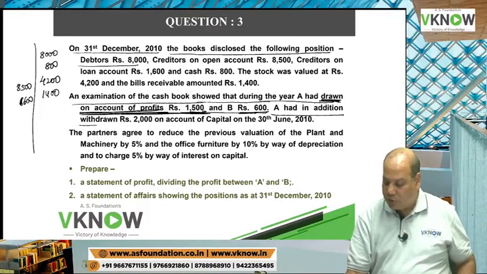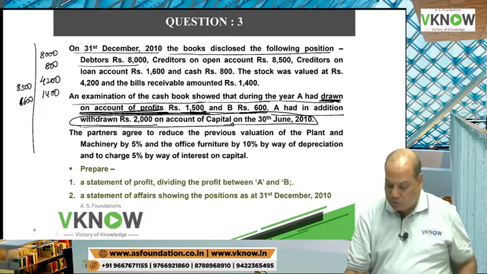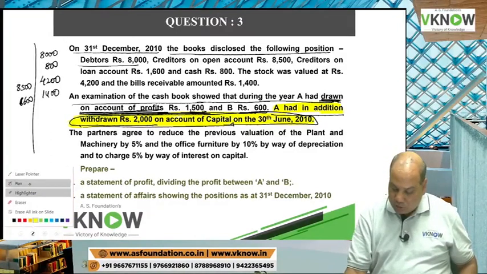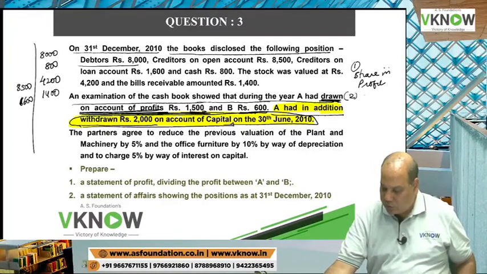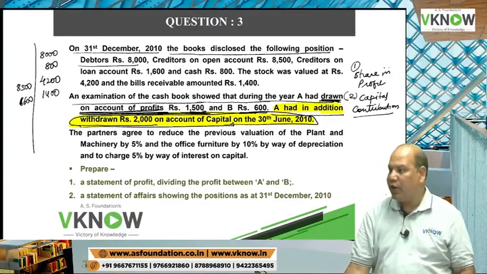A had in addition withdrawn 2,000 on account of capital in 2010. Oh my God, this is your level of exam. You can't mug up the answer. They will give you something new. There are two types of drawing. Drawing number one, drawing of share in profit. And the second type of drawing is drawing of your capital contribution. So if your capital is withdrawn, it is called withdrawal of capital.